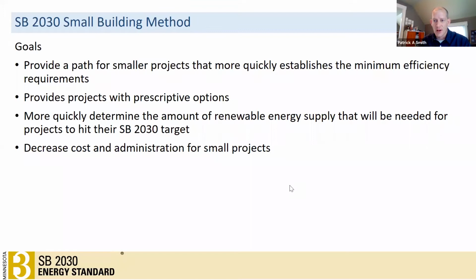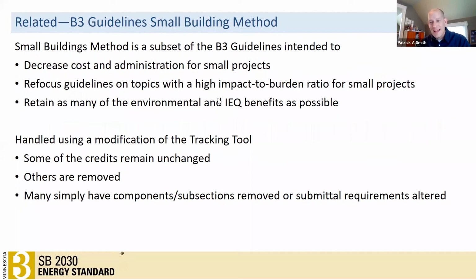And all this is to also decrease the cost and administration for smaller projects, to be able to get them more quickly through the program, but also in meeting these program goals. Related to this, and these are very similarly named, we want to flag that there is a related process under the B3 guidelines program called the small building method as well, which looks to winnow the number of guidelines that we apply to smaller projects, with a similar square footage cutoff.